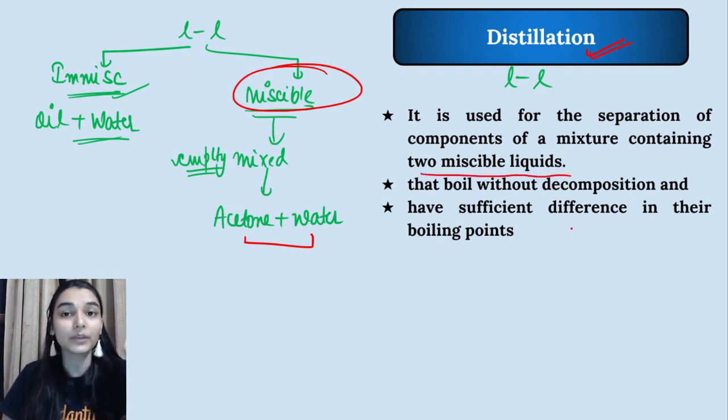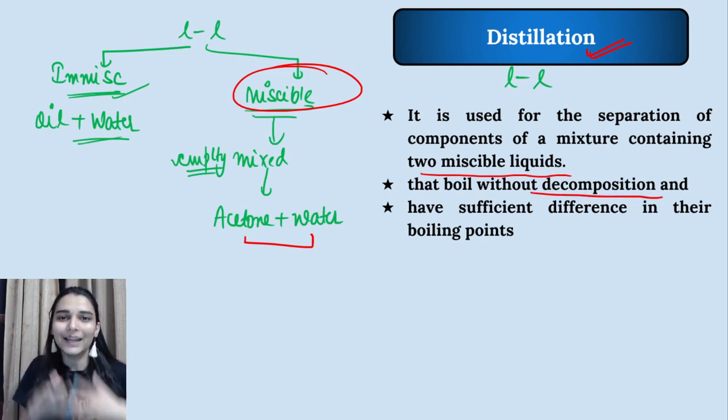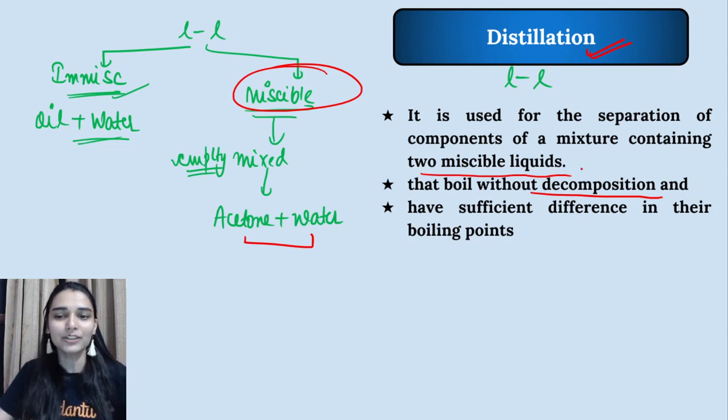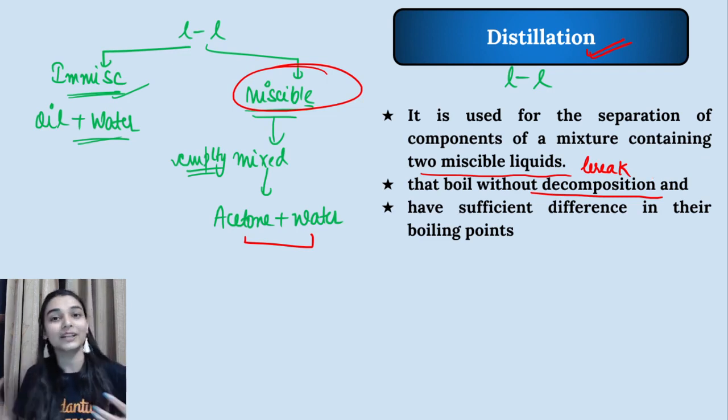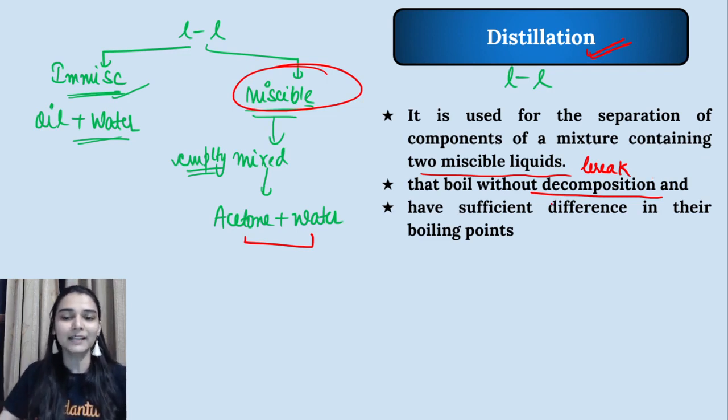But make sure you can only use distillation if the liquids boil without decomposition. So they should have some tendency to get heated up. It should not happen that during the distillation process they break down, they decompose, then there is no point of doing the separation. Then you are separating something else only, right? So that is one thing.